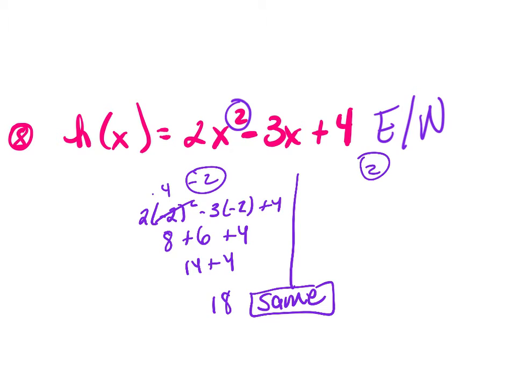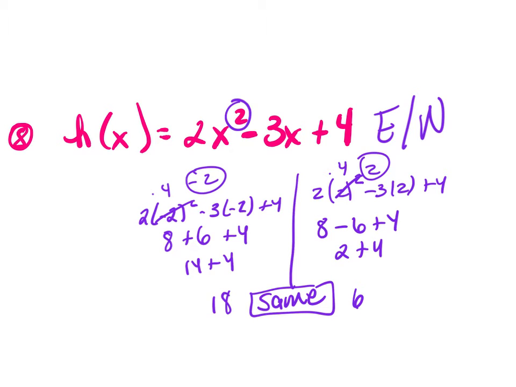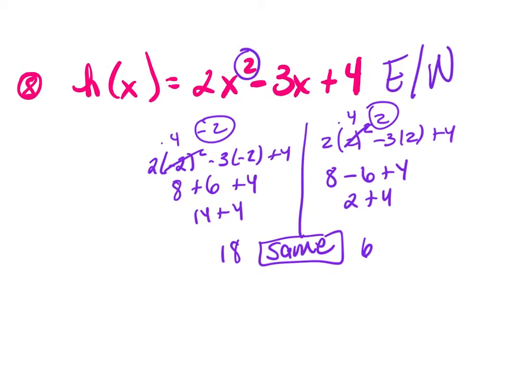Now when I plug in positive 2, I have 2 times 2 squared minus 3 times 2 plus 4. 2 squared is 4. 4 times 2 is 8. Negative 3 times 2 is minus 6 plus 4. 8 minus 6 is 2, and 2 plus 4 is 6. Are those two answers the same?